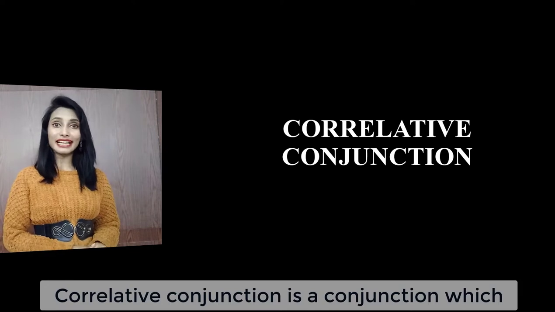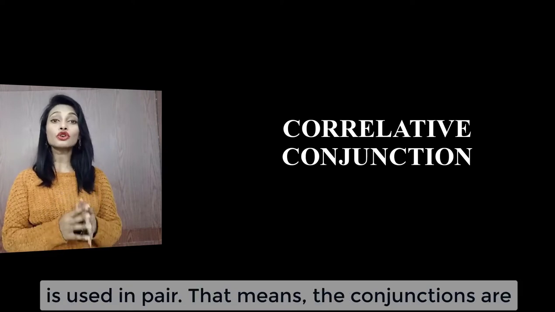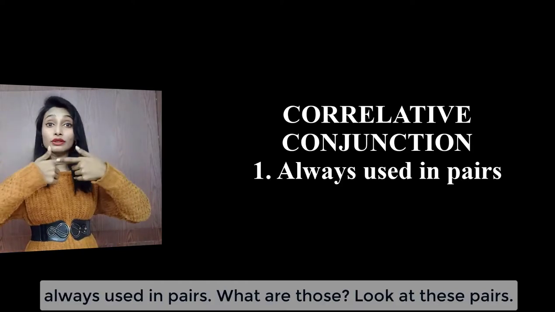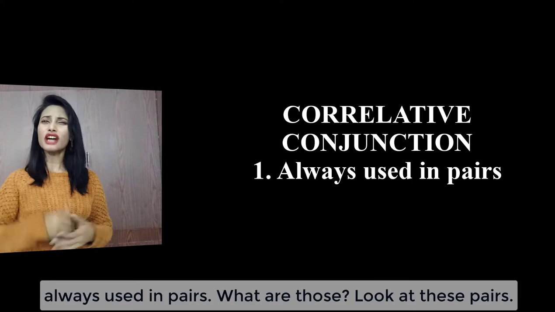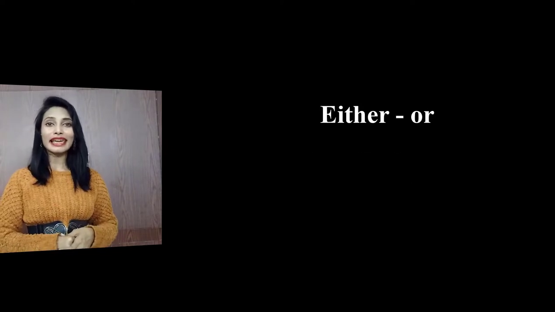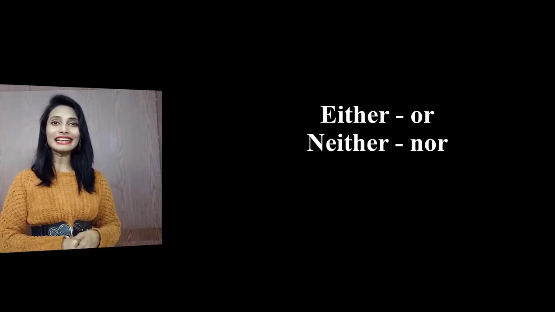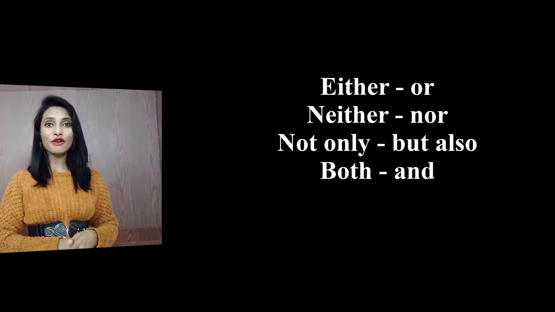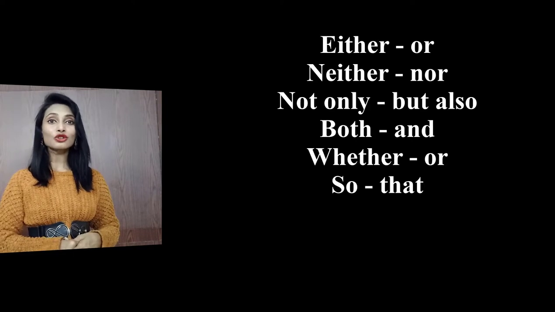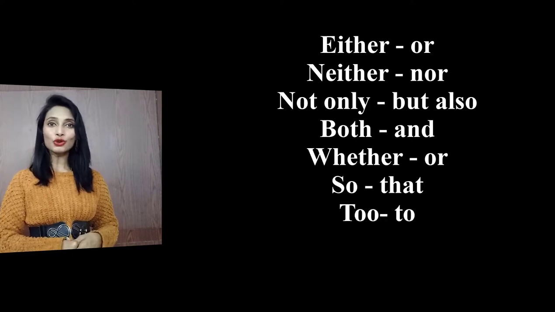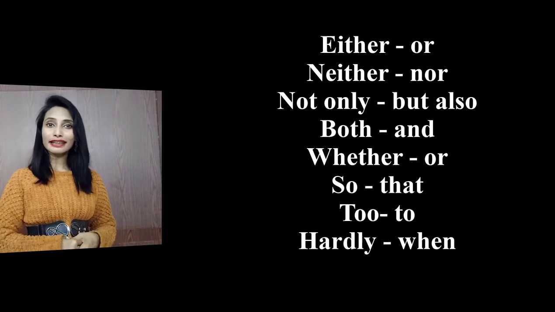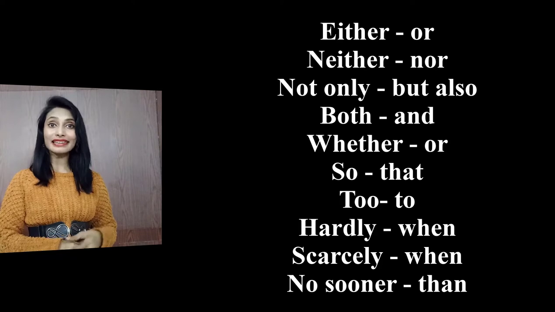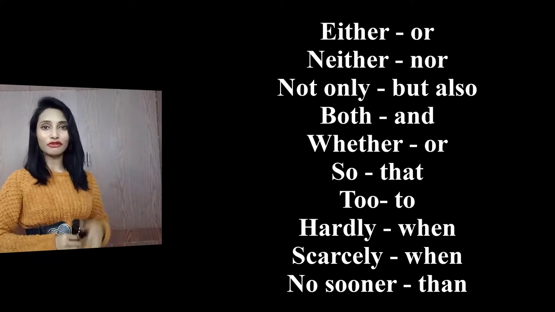A correlative conjunction is a conjunction which is used in pairs. That means the conjunctions are always used in pairs. What are those? Look at these pairs: either...or, neither...nor, not only...but also, both...and, whether...or, so...that, hardly...when, scarcely...when, no sooner...than, etc. There are many. So these are a few.